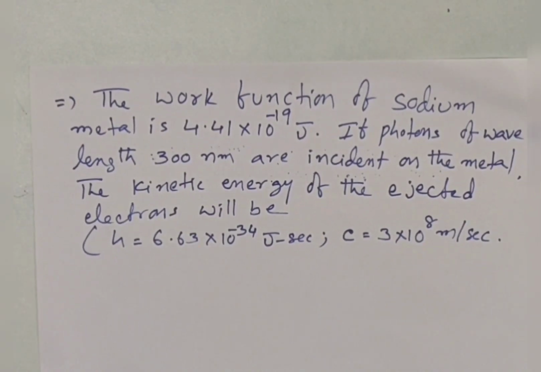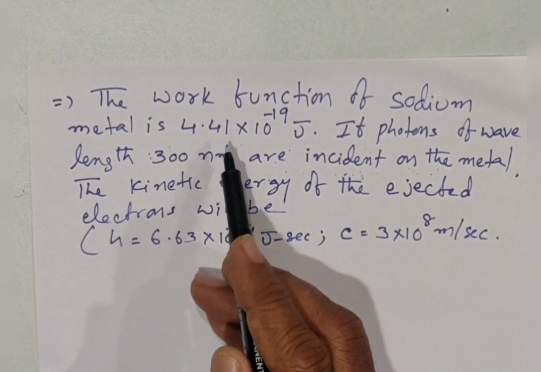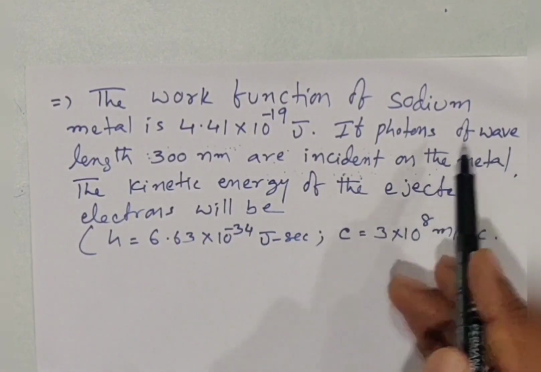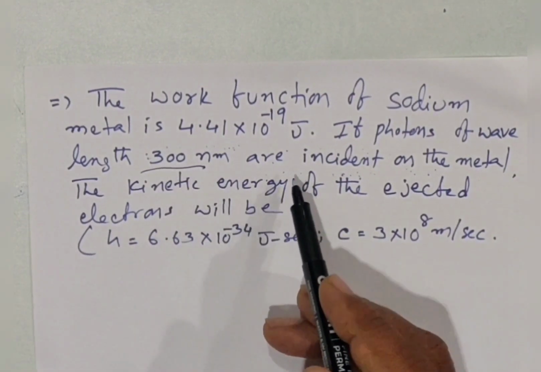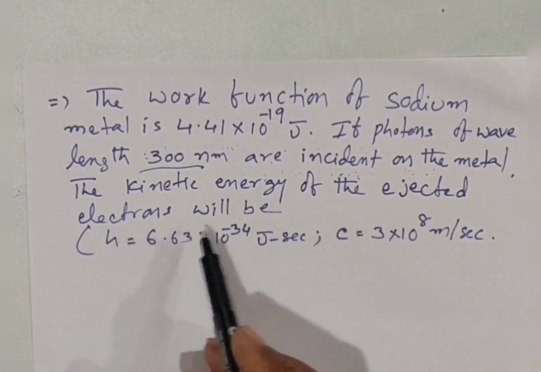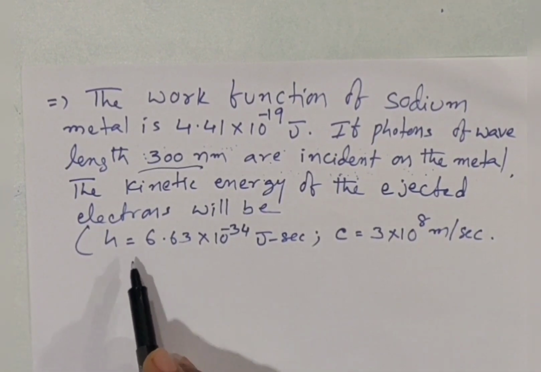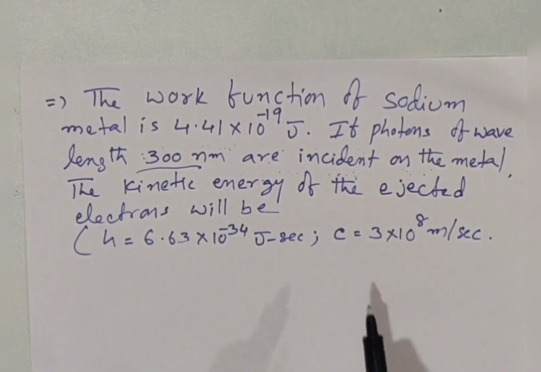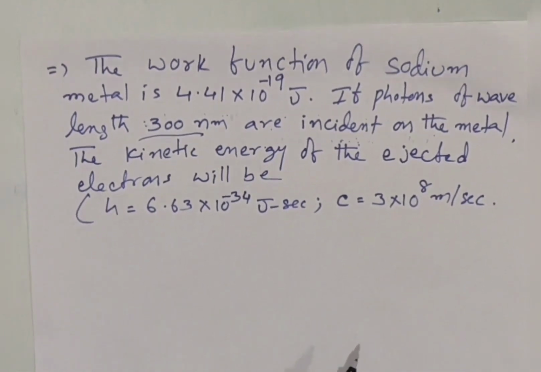Now another important given model is the work function of sodium metal is 4.41 into 10 power minus 19 joules. If photons of wavelength 300 nanometers are incident on the metal, the kinetic energy of the ejected electron will be. We have to calculate the kinetic energy. h is given value 6.63 into 10 power minus 34 joule second, and c value is 3 into 10 power 8 meter per second.